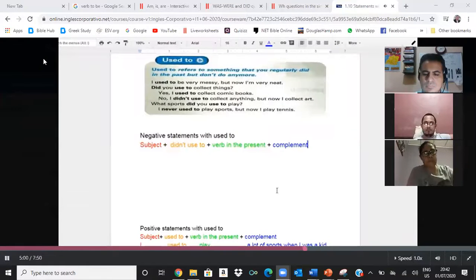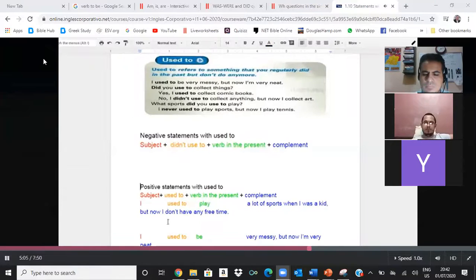Now let me present the negative structure. Let me present how we're gonna make negative statements. Previously we learned that we can make positive statements with used to. Now we're going to talk about negative statements. The only thing that's going to change to our previous structure is that we're going to include didn't.